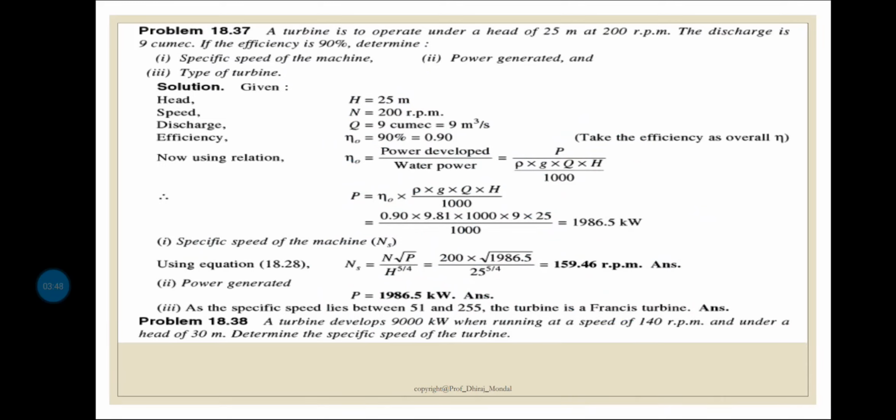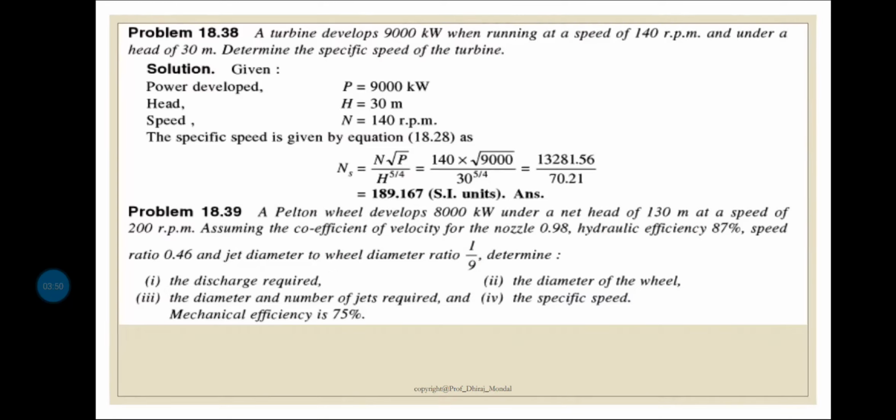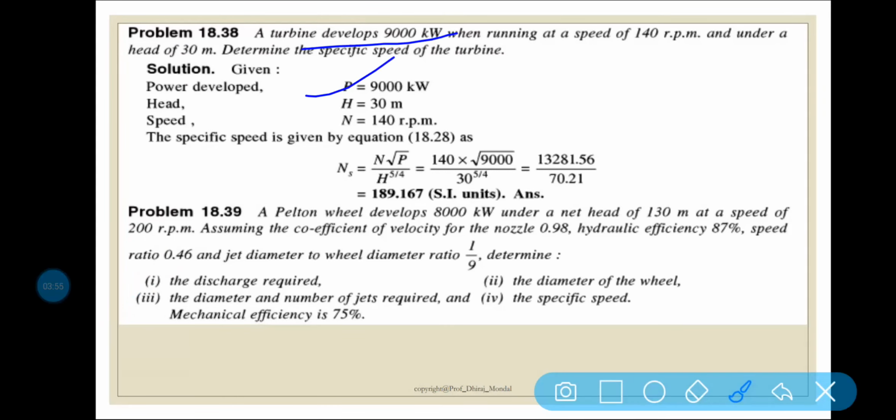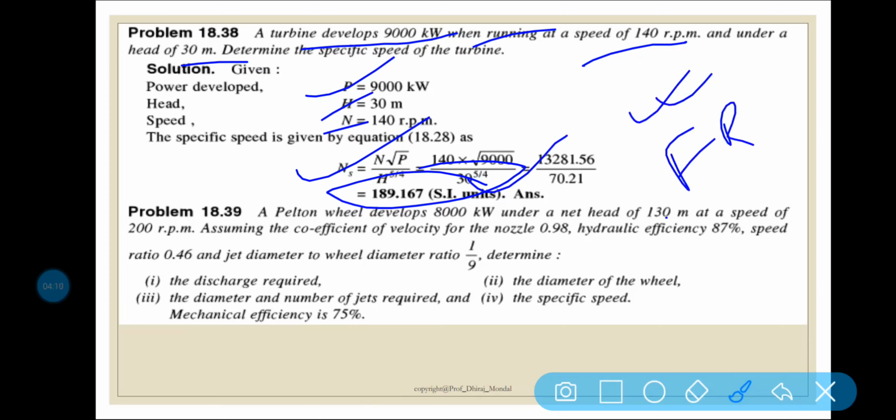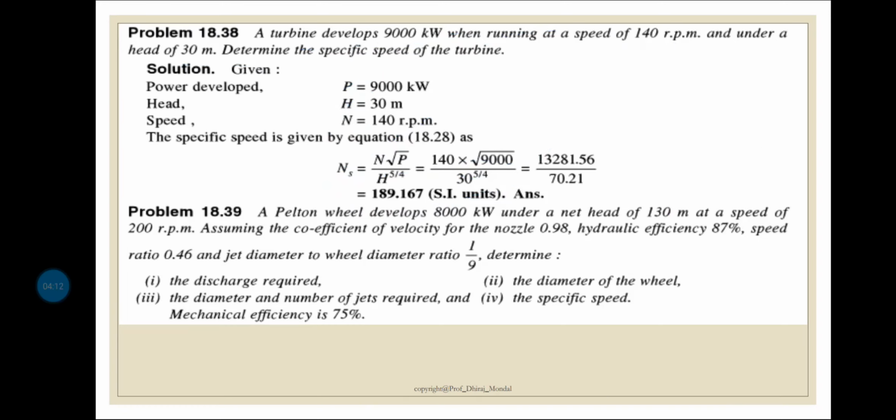Now the next problem, number 38. Again the power developed P is given, the head H is given, and rpm is also given. So don't waste time, you just put the values and you will get the answer 189. Again the specific speed is 189, which means it is a Francis turbine. Okay, the next problem is very important.